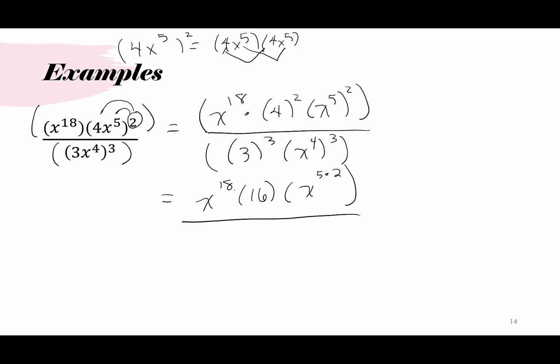In the denominator, 3 cubed, 3 times 3 times 3, that's 27. X to the 4th cubed, that's x to the 4 times 3. So we're doing little steps. I'm going to move the 16 to the front. I just like the way that looks better. Let's keep x to the 18th. X to the 5 times 2, that's x to the 10th. And then on the bottom, I have 27, and then this is x to the 12th.